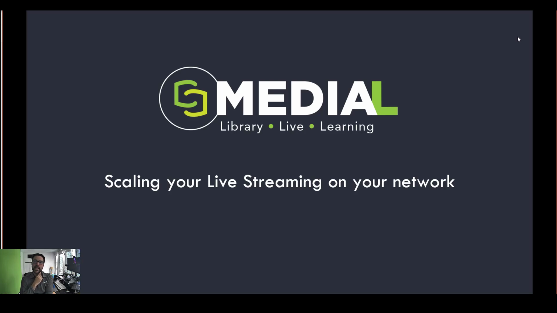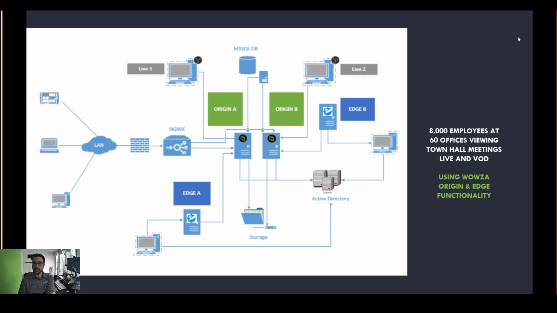But what if you want to scale this stream either on your network or beyond your network on the cloud? MEDIAL is suitable for doing live streams to small numbers of users. But what if we want to do it to thousands of users? How do we do that? So the first thing to talk about is how could you do that on your network?